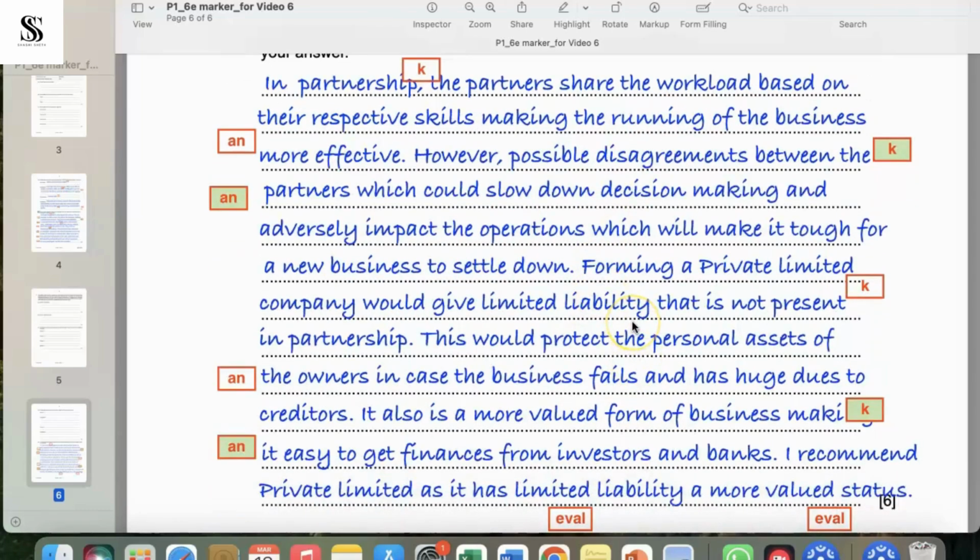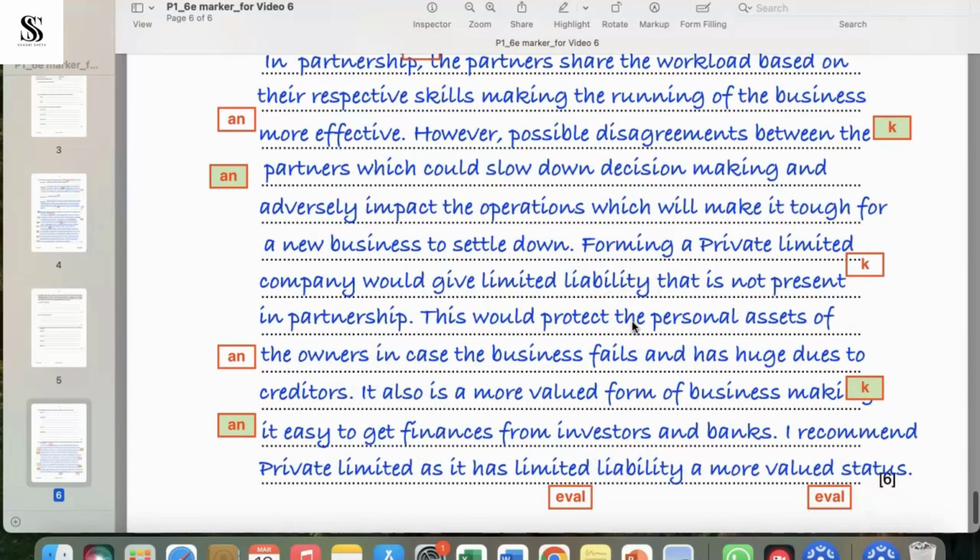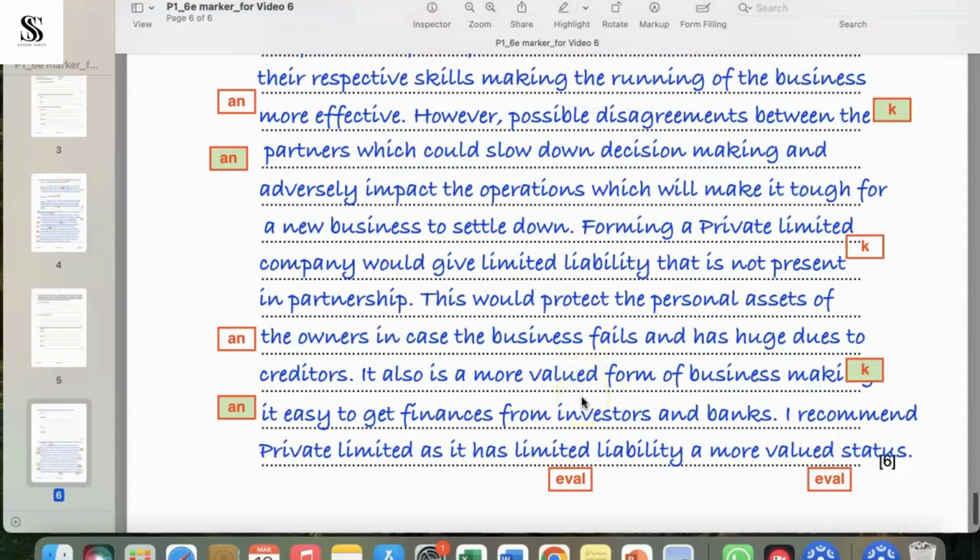So the next one is about the private limited company, which would give limited liability that is not present in partnership. This would protect the personal assets of the owners in case the business fails and has huge dues to creditors. And it is also a more valued form of business, making it easy to get finances from investors and banks. So both points explain well with the impact on business. And finally, the recommendation. I recommend private limited as it has limited liability and a more valued status.